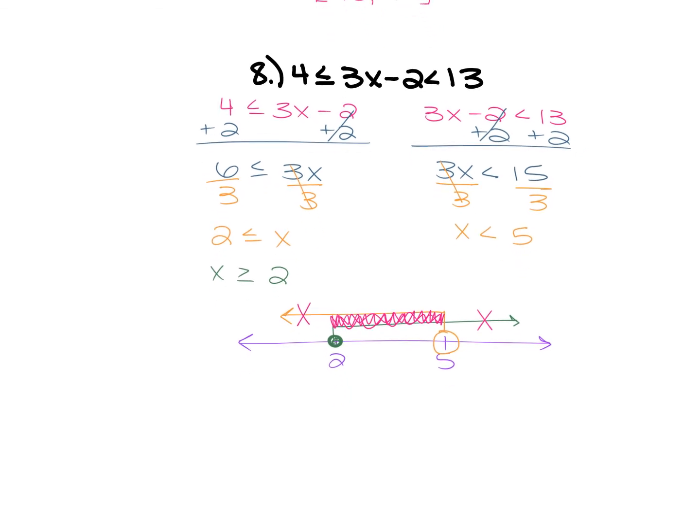When you write your interval notation, you're going from 2 to 5. 2 has a closed circle on it, so it gets a bracket. 5 has an open circle on it, so it gets the parentheses.